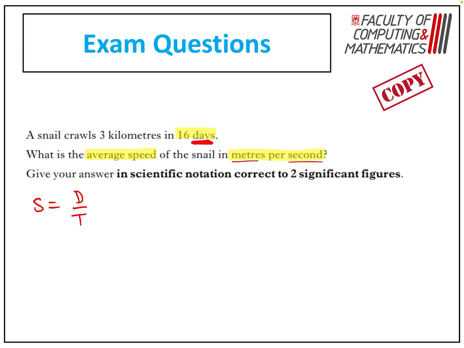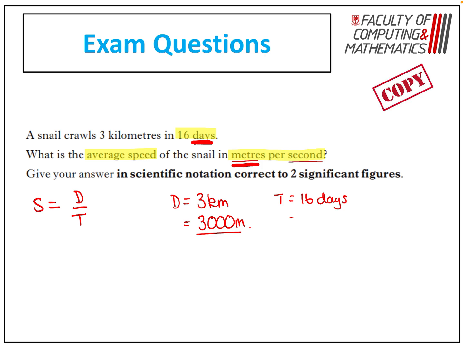The distance here is 3 kilometres, but we're going to be given our answer in metres per second. So I'm going to change that into 3,000 metres. So remember that there is 1,000 metres in a kilometre. And the time is 16 days. Again, we want this to be in seconds.